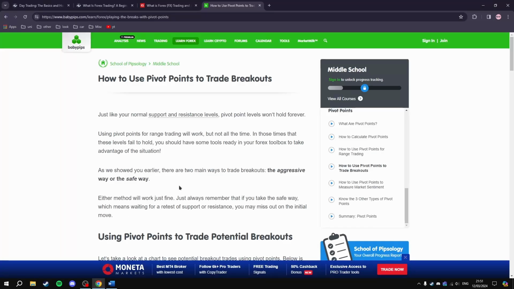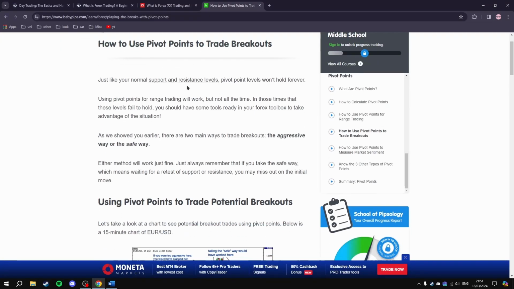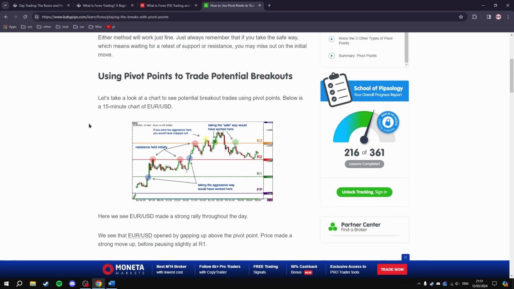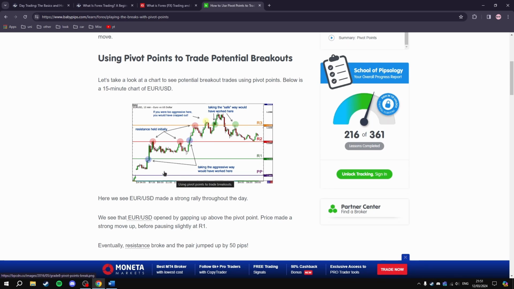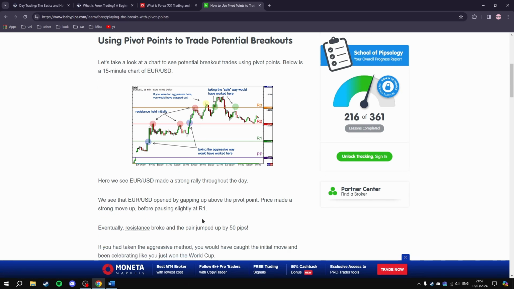So in the last video we went over how to use pivot points to trade breakouts. We learned the aggressive and the safe way of trading pivot points. Aggressive is basically trading as soon as it's up to a resistance level and just hoping that the price will shoot straight through. The safe way is waiting for it to bounce and then bounce up again, so that you get confirmation that it's actually doing what it's meant to be doing, aka going up if you're buying or going down if you're selling.